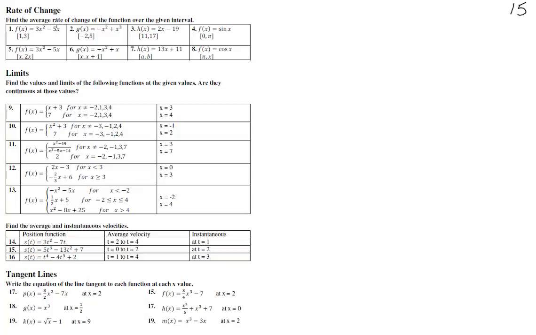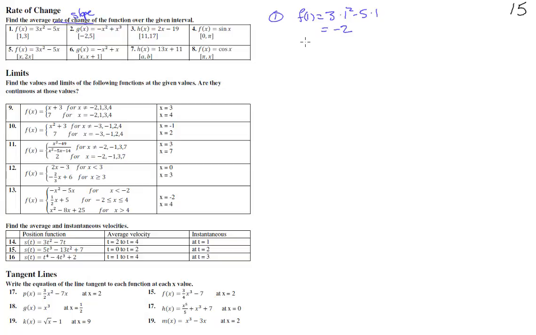Find the average rate of change. Now the rate of change, that is slope. Change in y over the change in x. So let's do it. Number one, if f of x equals this, we're going over the interval from 1 to 3. So we've got to find out, there's number one, find out what f of 1 is. And that is 3 times 1 squared minus 5 times 1. 3 minus 5 is a negative 2.